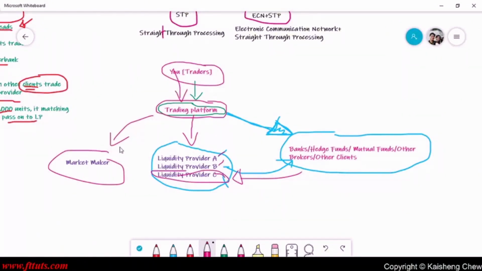So for the market maker, you go through a trading platform, go to the market maker. With the market maker, either you are trading inside with their clients, or if not, they will pass on your order to a liquidity provider. So now you can understand more, right? Based on this chart, this is you. If you are trading with the market maker, you go through like that. If you trade through STP, you go this way. If you trade through the ECN, you go this way, straight away to the big banks already. Alright, okay, thank you very much.